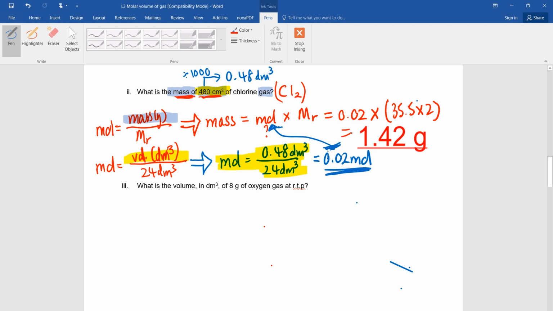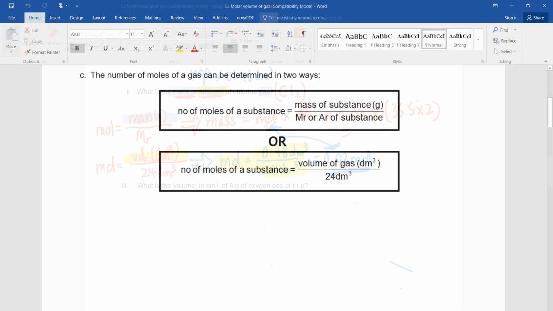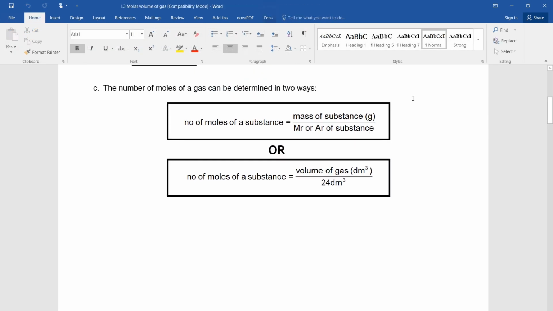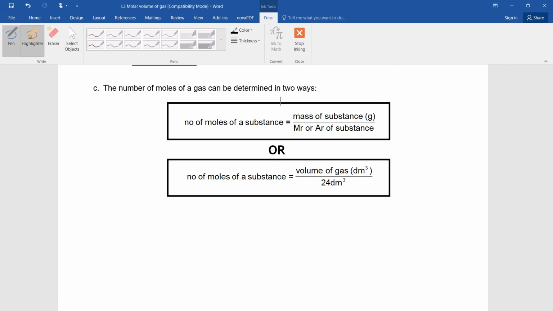Now, what have we learned today? The first video that we watched previously told us the number of moles based on the mass of the substance, right, and the AR or MR. Then we went on to say that there's another formula that you can use by knowing the volume of the gas and dividing by 24 dm3. There are some questions that require you to combine them together and do a bit of changes here and there so that you can solve it.